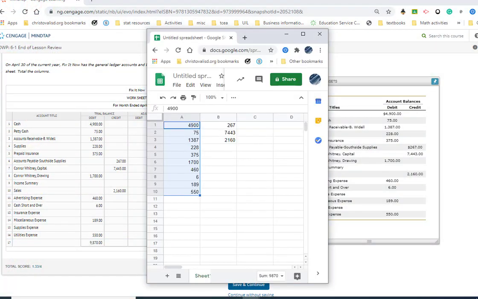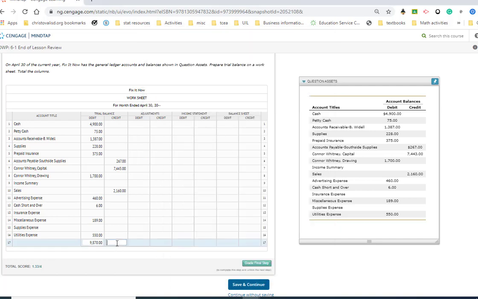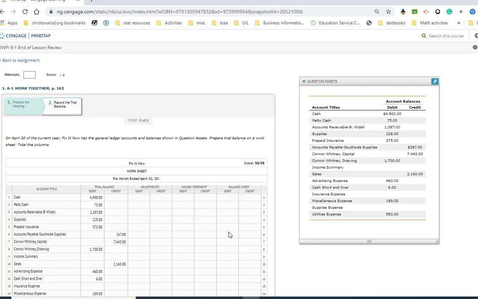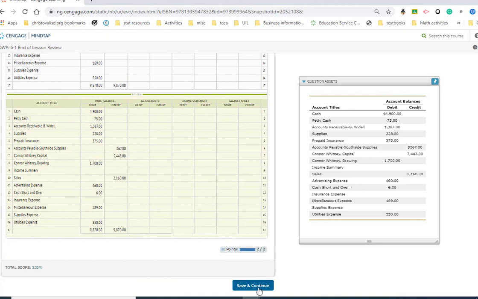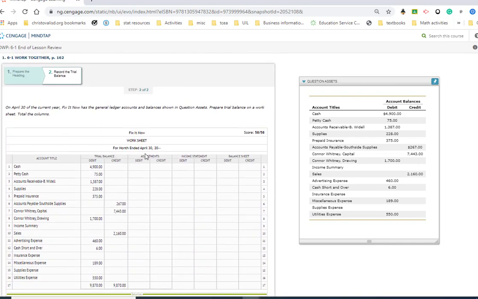And then I should have the same number when I total up my credits. If not, I did something wrong. So I had the same number, so I did it good. 9870. And grade that step. And then y'all will do the same thing on yours, except just remember, don't make the same mistake I did. It is for the month ending April 30th, 2020, or 20 dash dash.